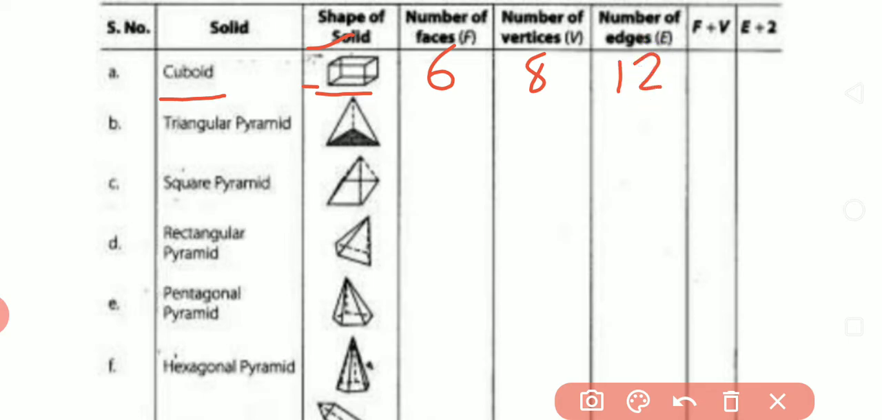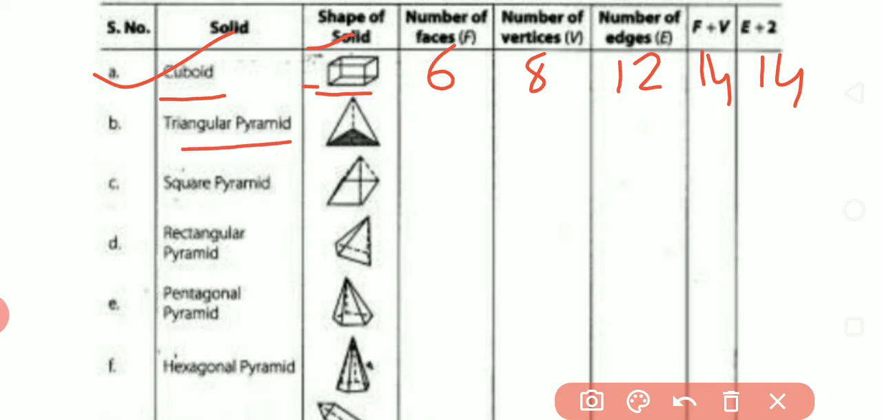This is a question from the lower primary classes. So this is something you are very familiar with. Now find F plus V, that is 6 plus 8 is 14, and E plus 2, that is 12 plus 2 is also 14. So you can say that a cuboid is a polyhedron.